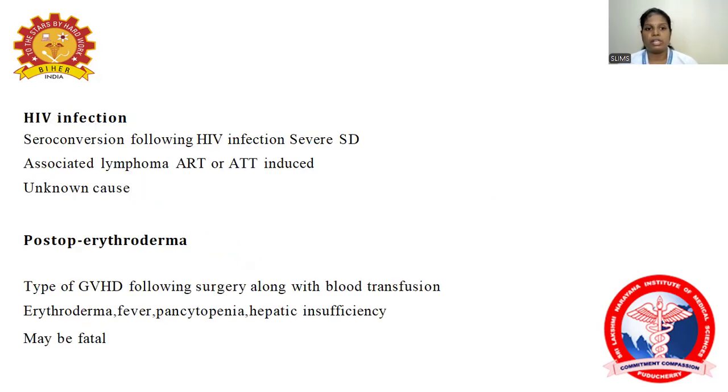In HIV infection, erythroderma can occur in seroconversion following HIV infection, severe seborrheic dermatitis, and associated lymphoma, due to antiretroviral therapy or ITT induced, and due to unknown cause. Post-op erythroderma is a type of graft versus host disease following surgery along with blood transfusion, with erythema, fever, pancytopenia, and hepatic insufficiency. It can be fatal also.